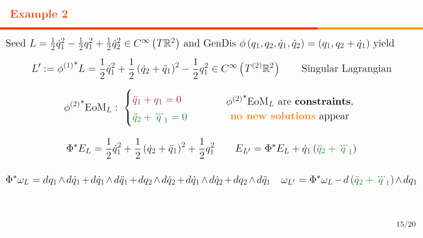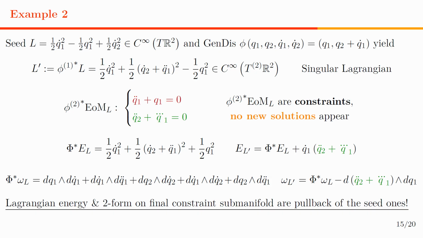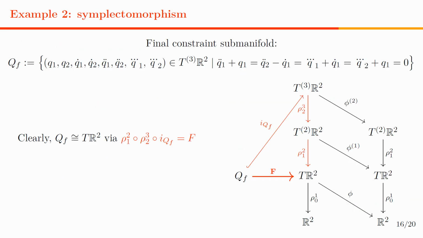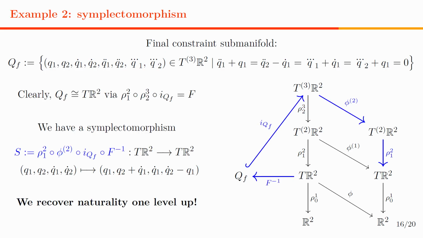So they vanish on shell. If I go to the final constraint manifold, Lagrangian energy and two-form are just the ones coming from the seed system. So we can relate exactly the geometry and the dynamics of the two systems. In particular, this is the expression of the final constraint manifold, which is clearly diffeomorphic to the TR^2 on the left side of this diagram via the composition of red arrows, and moreover we can write an explicit symplectomorphism from the final constraint manifold of the transformed system to the original phase space of the original Lagrangian.